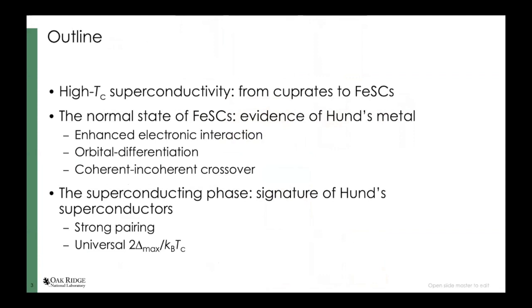The second part, I'm going to talk about evidence of Hund's metal, meaning I'm going to focus on the normal state of iron-based superconductors. I'm going to show experimental evidence of enhanced electronic interaction, orbital differentiation, and coherent-incoherent crossover. The last part, which is of course the main part, is going to be the superconducting phase, meaning how the Hund's metal really affects superconductivity in iron-based superconductors in particular.